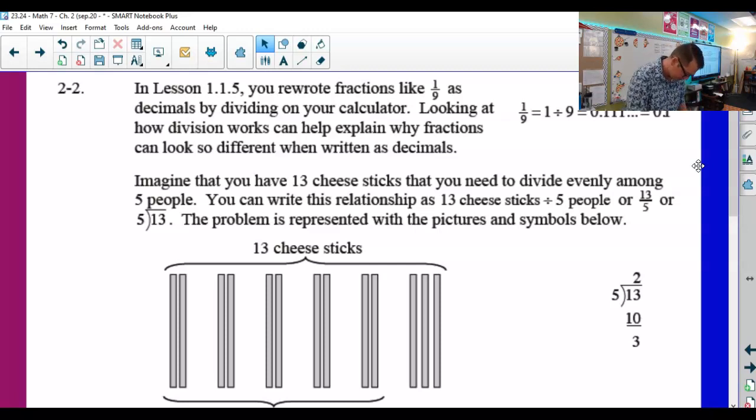Each person needs 3. We cut the cheese. Ha! Somebody said they cut the cheese.